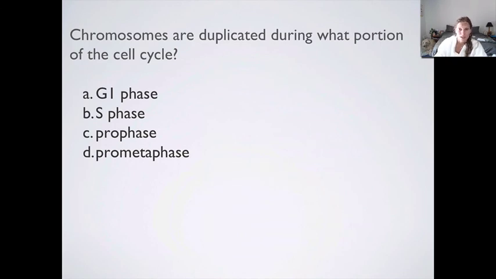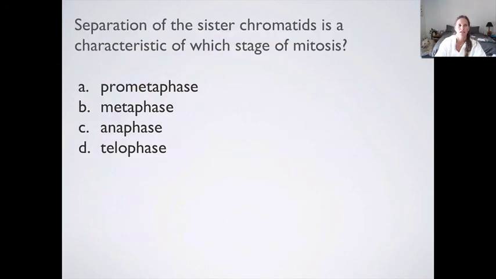Again, you're going to bring this into class with you. Chromosomes are duplicated during what portion of the cell cycle? When are the chromosomes duplicated? Is it during the G1 phase, the S as in Sam phase, prophase, or prometaphase? And separation of the sister chromatids is a characteristic of which stage of mitosis? Even if you don't know, write this question down and go back and think about it with your notes. Is it prometaphase, metaphase, anaphase, or telophase?